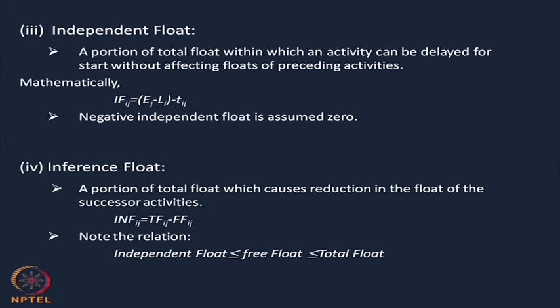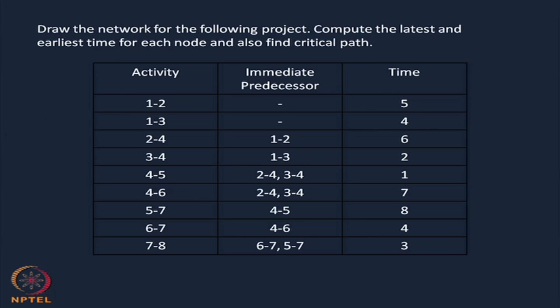The last one is the interference float. In the interference float, a portion of the total float causes reduction in the float of the successor activities. That is INFij equals TFij minus FFij. Please note the relation that independent float is less than or equal to free float, which is less than or equal to the total float. Now, let us see some examples of how we can calculate the critical path.